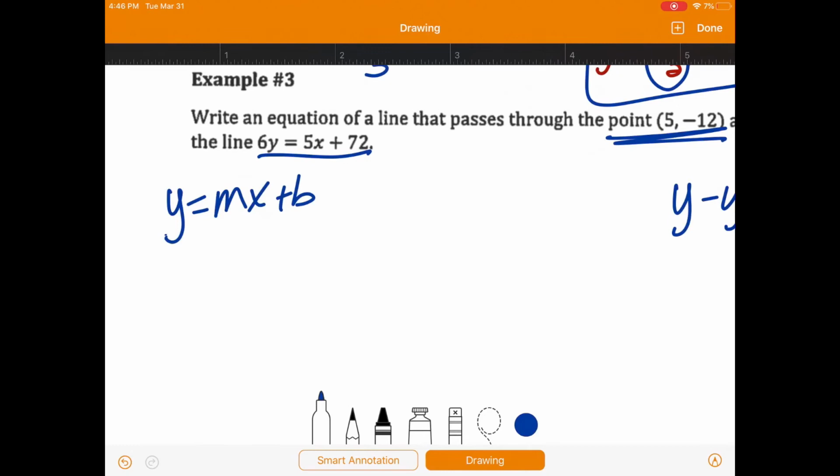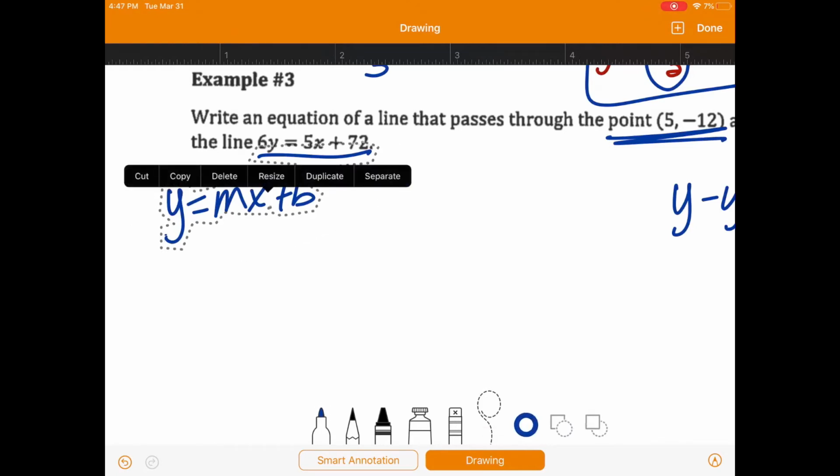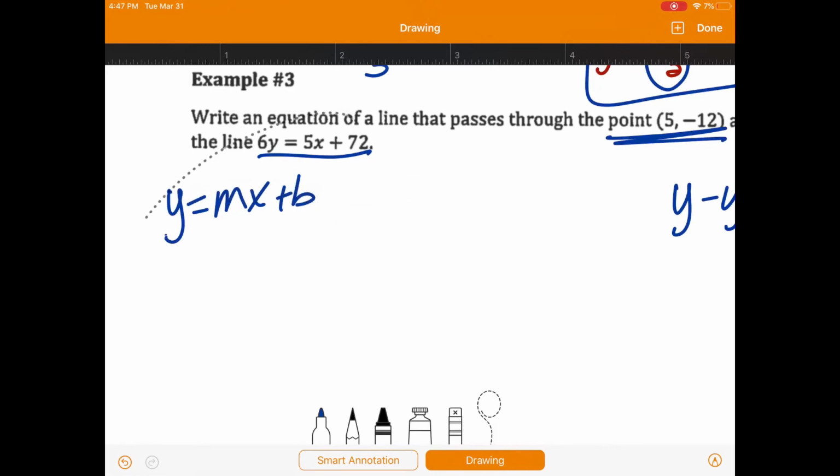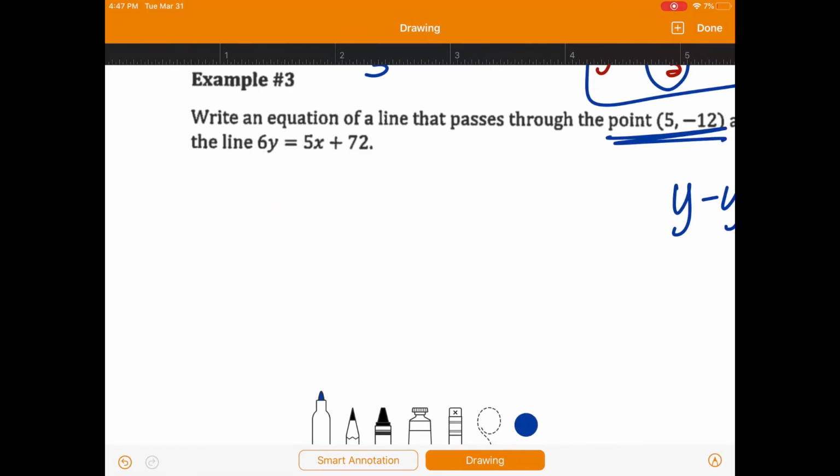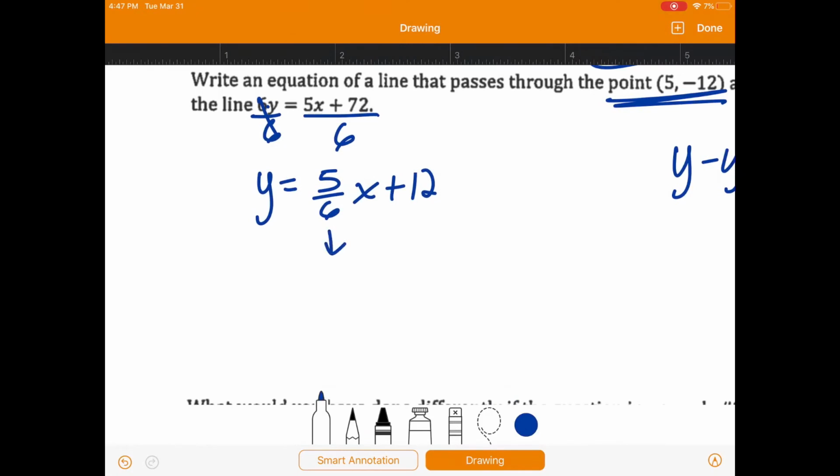So this equation over here, we're going to make it so it's y equals, so we have to get rid of the 6 on the one side. So let's delete it. We'll have to divide both sides by 6 because it's 6 times y. So we're undoing that multiplication, get y by itself. So we're going to have 5 over 6x plus 72 divided by 6. And 72 divided by 6 is 12. And the slope here is 5 over 6.